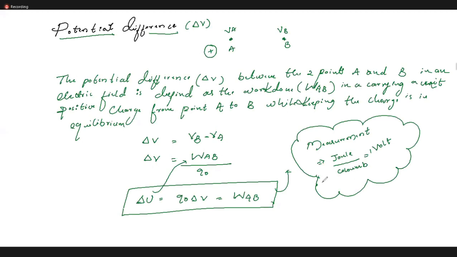If two point charges are in the equilibrium state, how much work must be done to move a charge from one point to another? 1 joule of work done for 1 coulomb of charge, that is what you can call a volt. By seeing this equation, you can define it. Okay, is it clear, students? Yes or no? Please take it down fast.